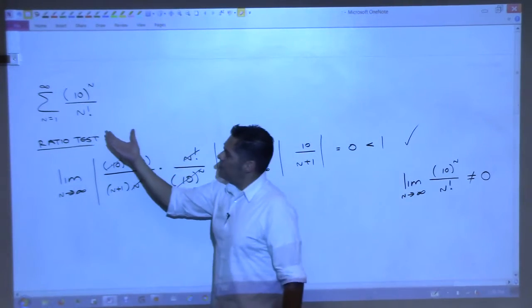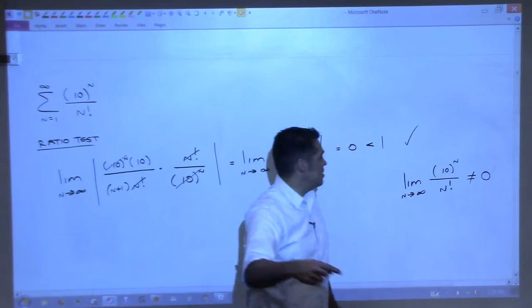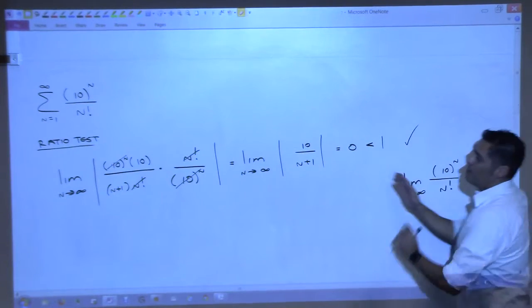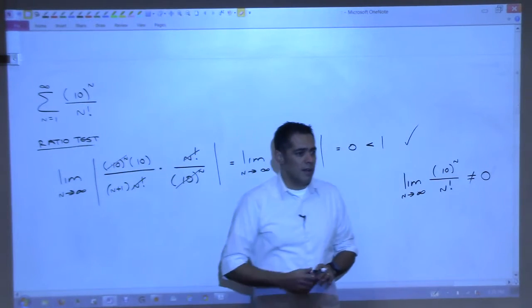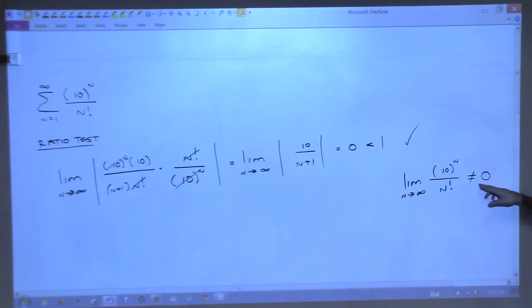So if this series converges, the nth term test tells us that if this limit goes somewhere other than 0, then the sum of those would have to diverge, right? So this has to go to 0. This has to go to 0. Are you making this connection or not? I don't feel like you are.